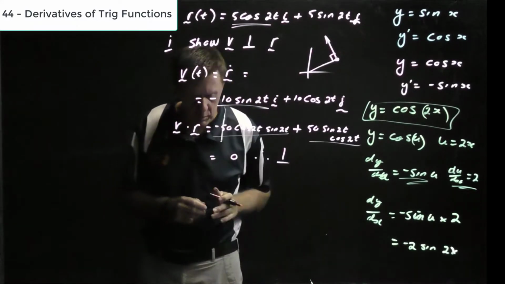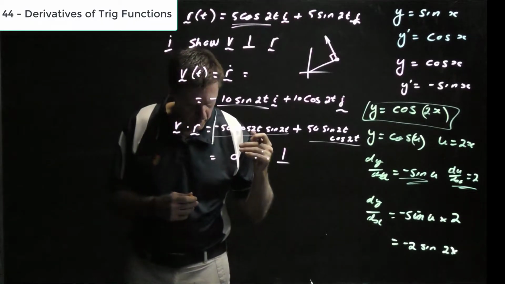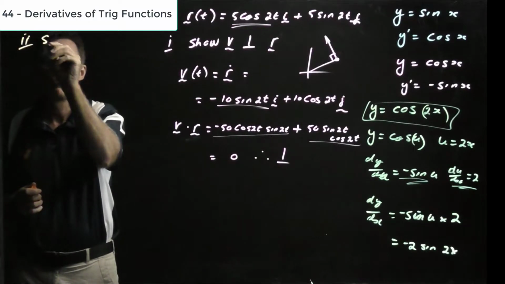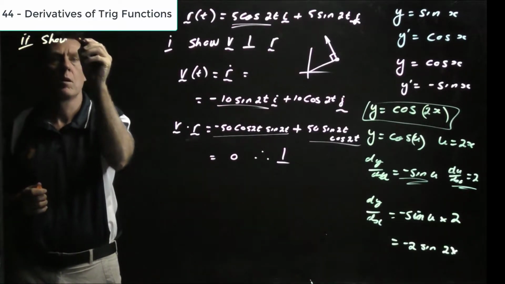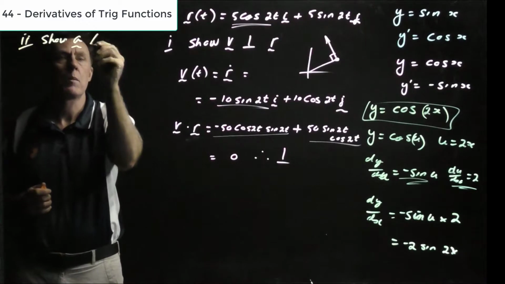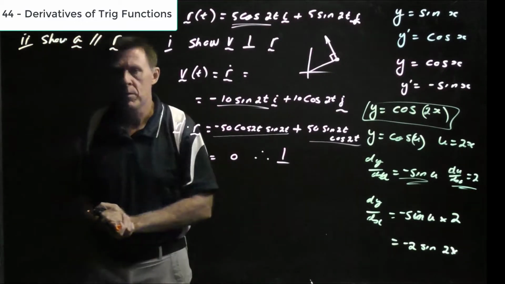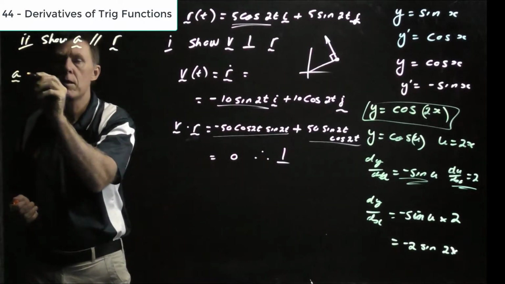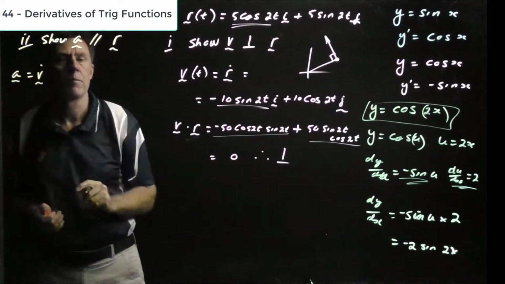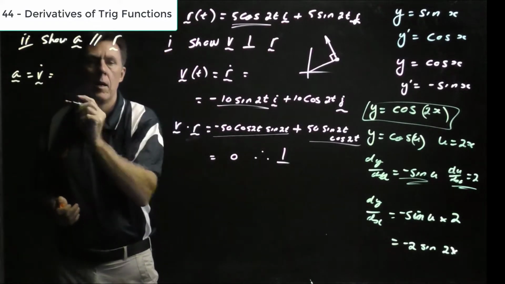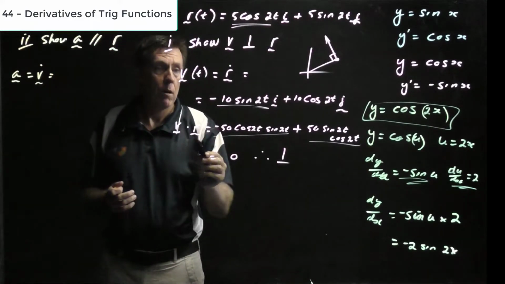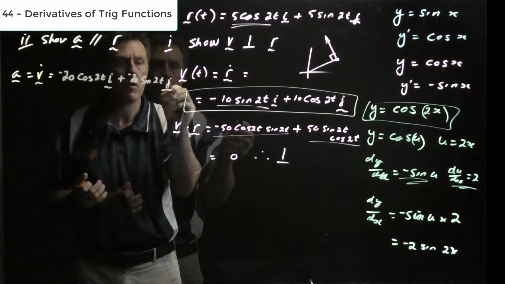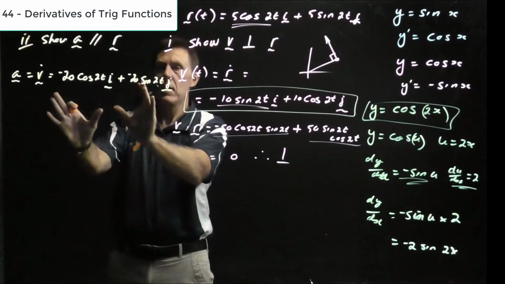Alright, now, question number 2. We want to show that acceleration is always going to be parallel to position. Well, once again, we need the acceleration vector. So acceleration vector is equal to the velocity vector differentiated. Let's go through it again. We have our velocity vector here. Differentiate that, j direction. There's our acceleration vector.